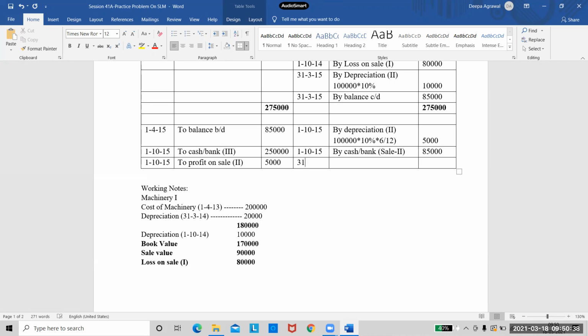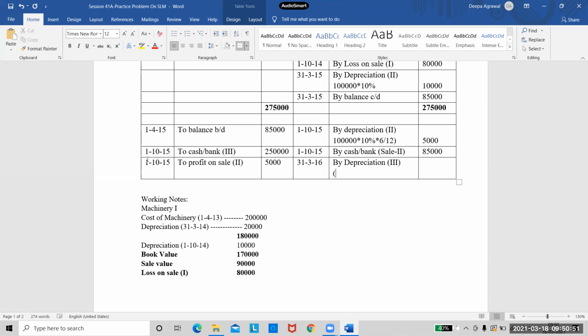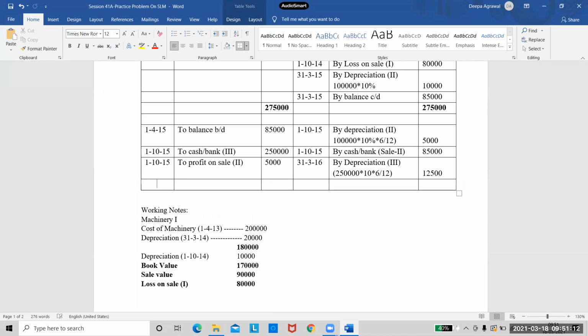Now is that here completed or still we have to do something? Yeah, the account is not completed. So 31st March 2016, by depreciation for which machinery? Third machinery. And how will I calculate third machinery? We took it for 2,50,000 into 10% into how many months? 6 months. Correct. So 6 by 12. Calculate how much is it? 12,500. That's it.